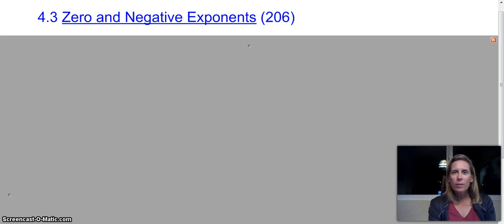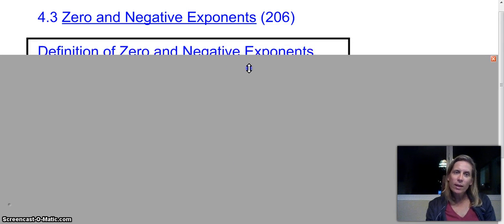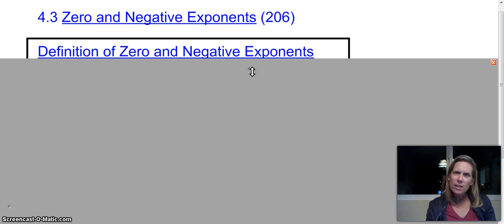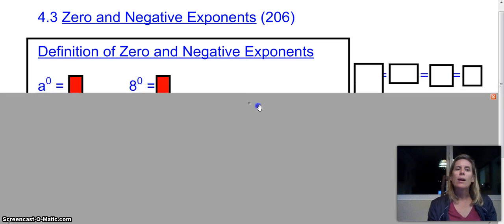And welcome today to Math 7, Chapter 4, Section 3, Zero and Negative Exponents. This begins on page 206 in your math book. And so today we're going to talk about zero and negative exponents. So zero, a very interesting little number. What happens when we have an exponent of zero?